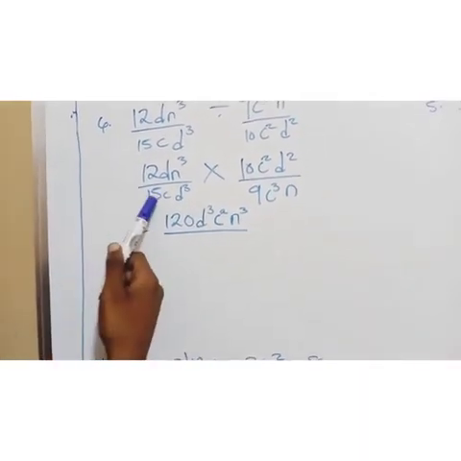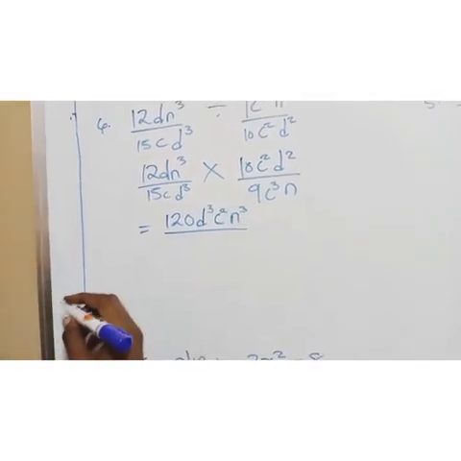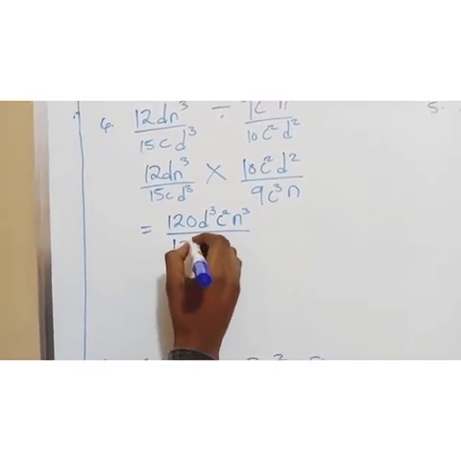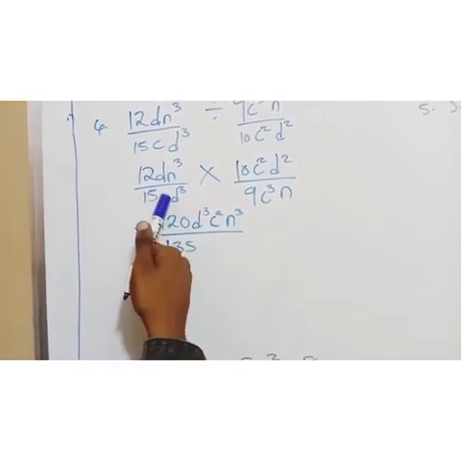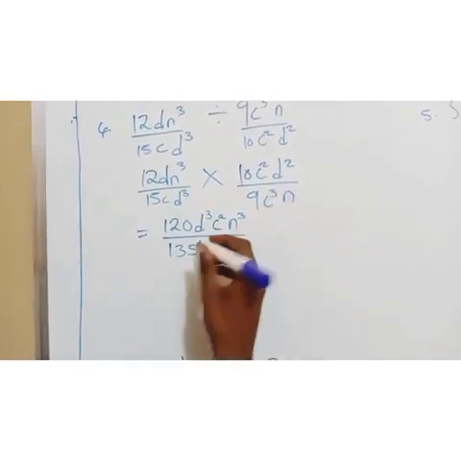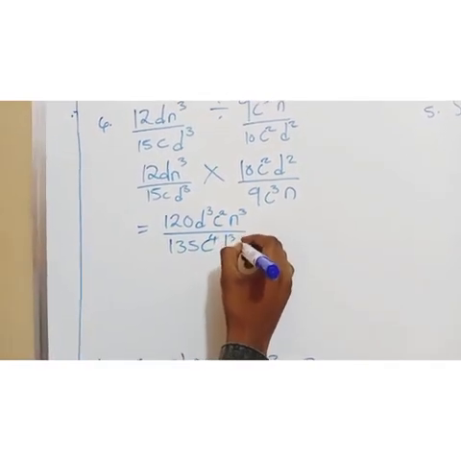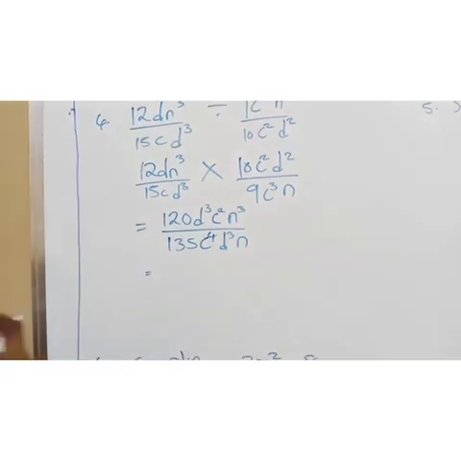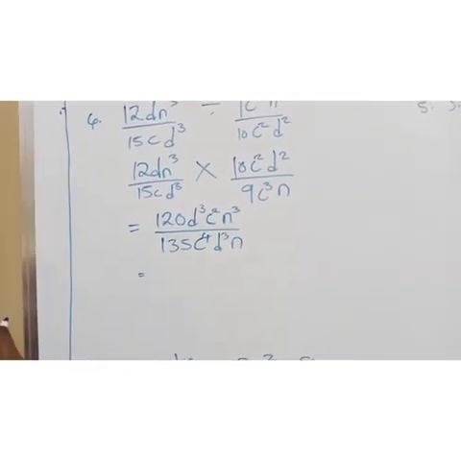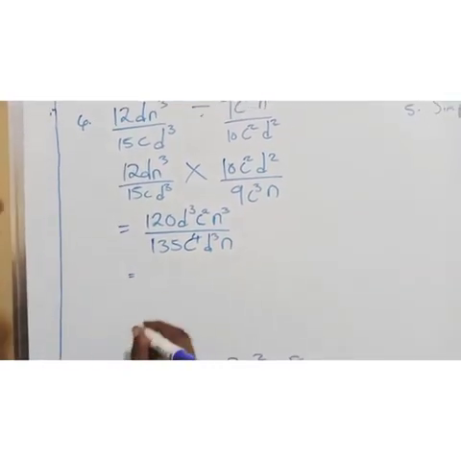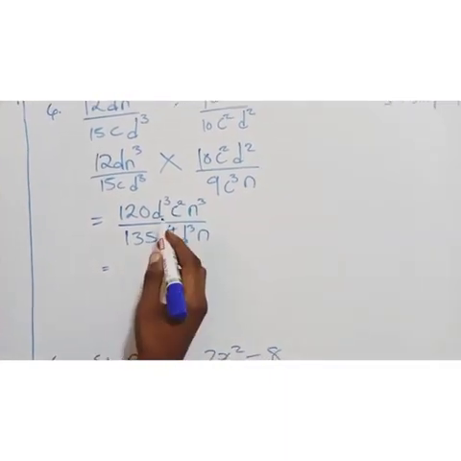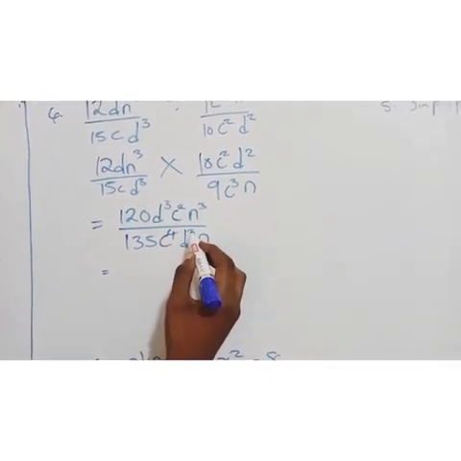What do I have here? 15 times 9, that will give us 135. I have c times c to the power 3, this is c to the power 4. Then I have d to the power 3, then I have n. Once I have this, I look for what's common. So let me start with the letters first. The letters. So this is d3.